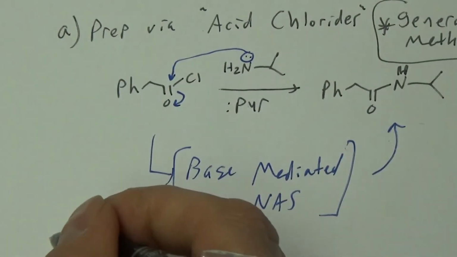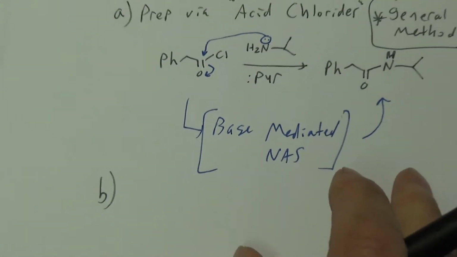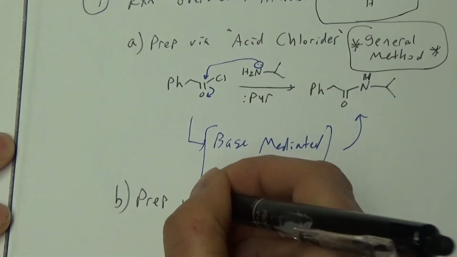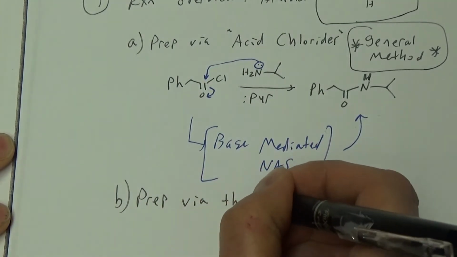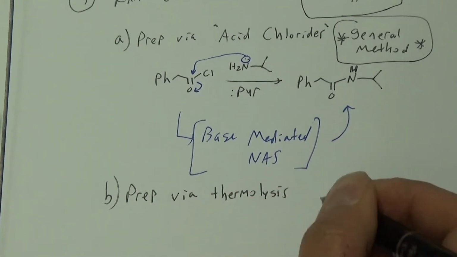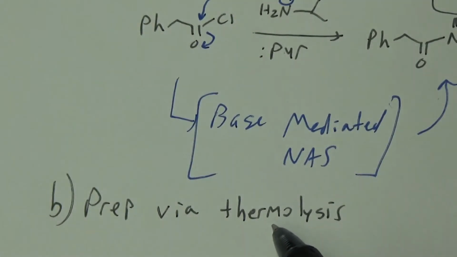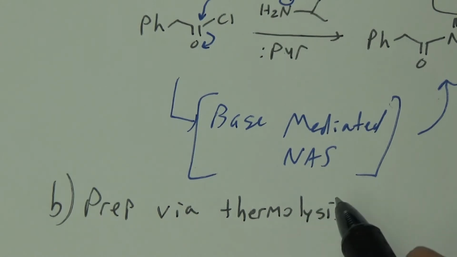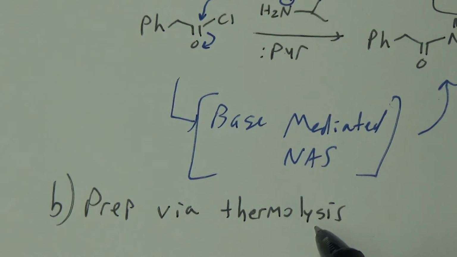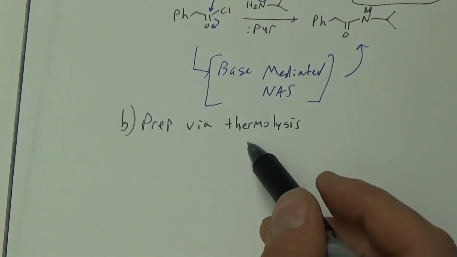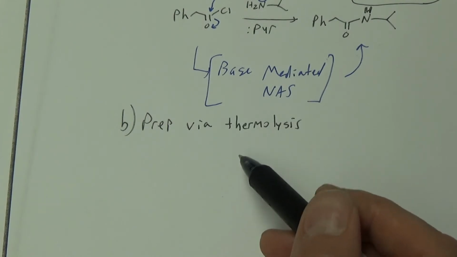There is another way to make amides. It's preparation via thermolysis. So thermolysis, what does therm mean? What do you think that means? It's heat, right? So it's kind of like a highly heated reaction. We saw that already for anhydrides. I'm just going to show the reaction. I'm not going to do the mechanism because it's not that general. The book mentions it. You can read about it more in the book. I'm not going to quiz you on the mechanism of this.